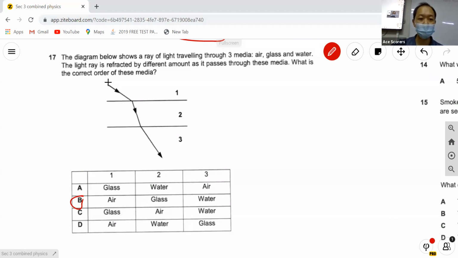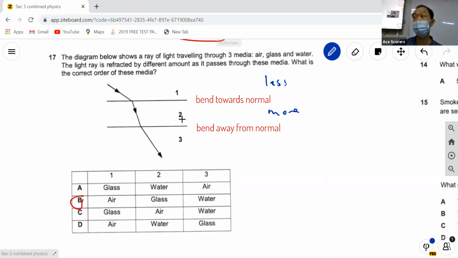Now look at this. From 1 to 2, bend towards normal. So we write down here: towards normal. Then from here to here, bend away from normal. Okay, that's the observation. So under what situation does it bend towards normal? This is less dense to more dense. So between 1 and 2, 1 is less dense, 2 is more dense. So air and glass, okay, makes sense.